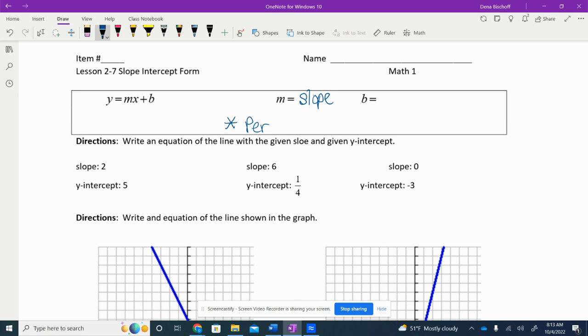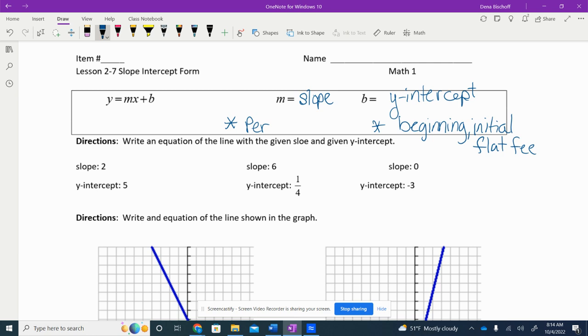What does the b stand for? The y-intercept. And often in a word problem, that is written as the beginning, the initial, or sometimes it's called a flat fee. So I just want you to know, because we're going to work with word problems, when you look at a word problem, what word represents slope, what word represents y-intercept.